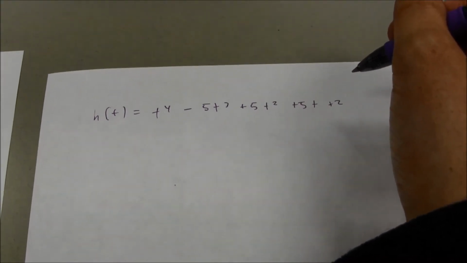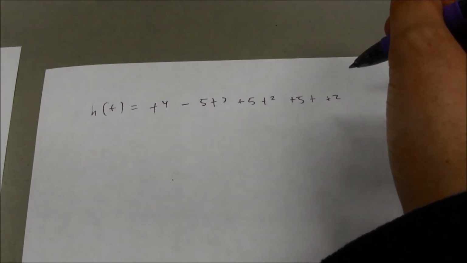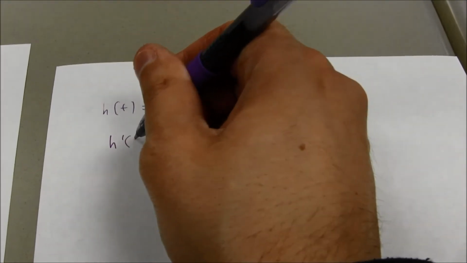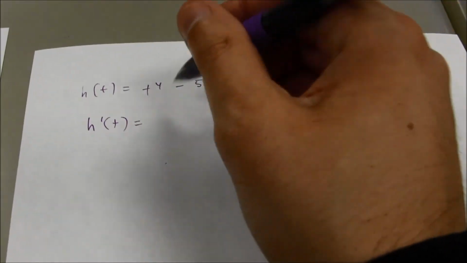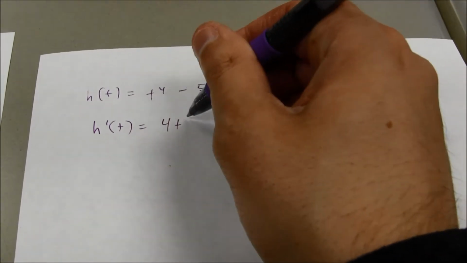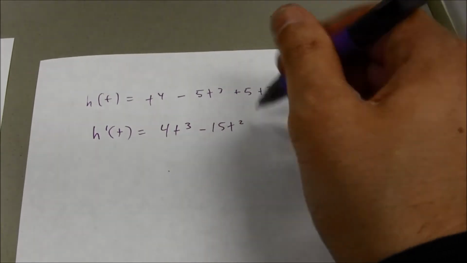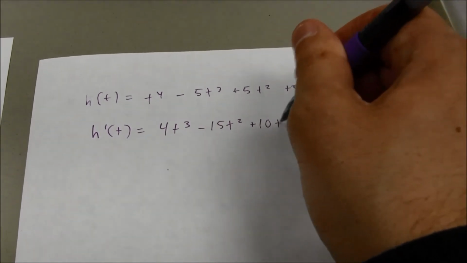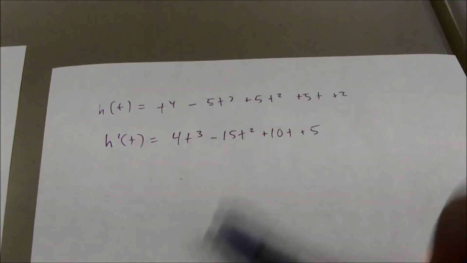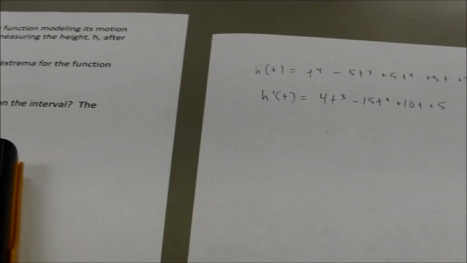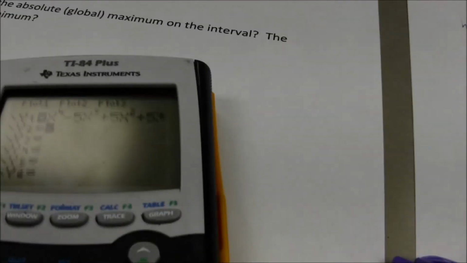Remember that the relative extrema are going to happen where the derivative is 0 or undefined. So you need to show that you're taking the derivative of that function and you're setting it equal to 0. So I'm going to get 4t cubed minus 15t squared plus 10t plus 5. Okay? And then I need to put this into my graphing calculator. Probably would have been a good idea if I'd already done that, but live and learn.